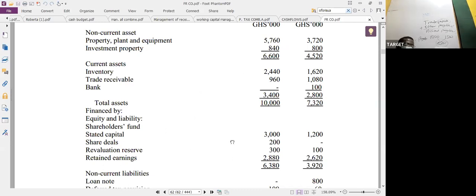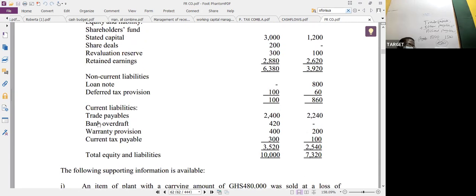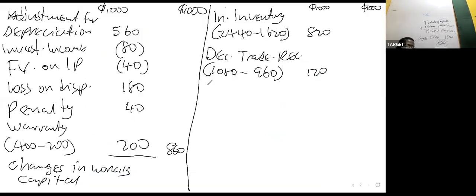Yes. Now let's go to trade payable. Trade payable has moved from 2,240 to 2,400. Increase or decrease? Increase. So just write right there, increase in trade payable. Don't look for whether it's inflow or outflow now. Just do the computation for me when we are done. So 2,400 minus 2,240, answer.